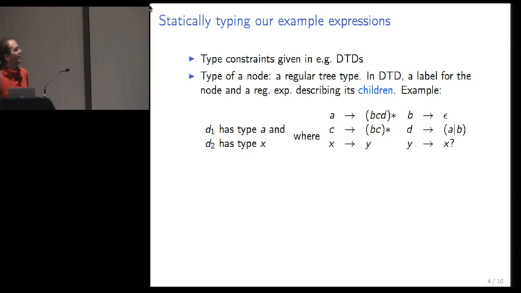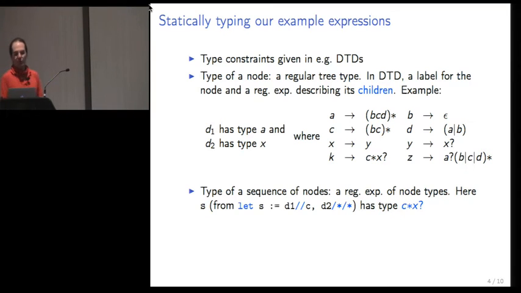So here, for example, is type information for my input. Each A node is supposed to have a sequence of children which matches B C D star. And I also have type information for the trees I'm trying to build, here K and Z in my examples. Then my sequences of nodes, in the classical system, have a type which is a regular expression of node types. So here, I can compute that S has type C star X question.